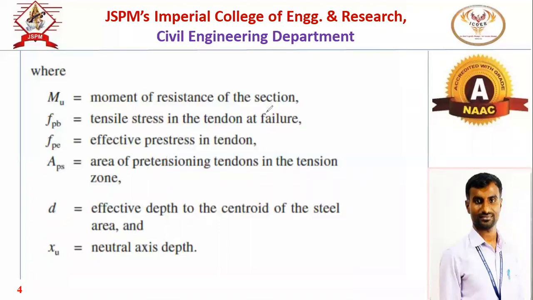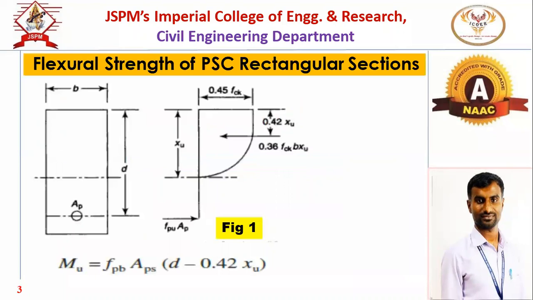So what is the moment of resistance? It is the bending moment resisted by that particular section due to its dimensions. Bending moment due to the external load is resisted by that particular section. Now the section is rectangular. Due to a certain loading condition, we are providing the dimensions and we are providing the steel. How much moment will be resisted for this particular rectangular section? It is given by this equation: FPB into APS in bracket D minus 0.42 XU, the moment of resistance.